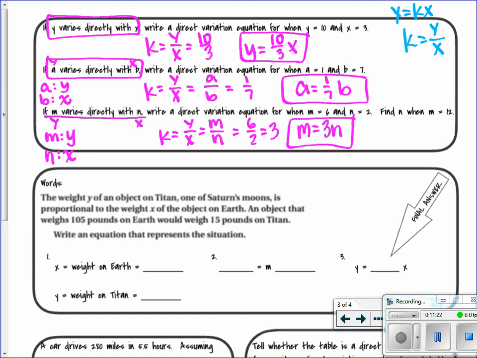That's part 1. Part 2, find n when m equals 12. So if m is 12, plug in 12 for m. What's the n value now? 4.